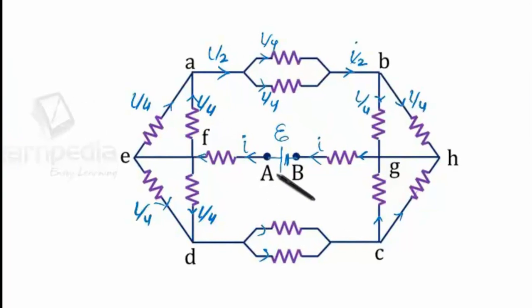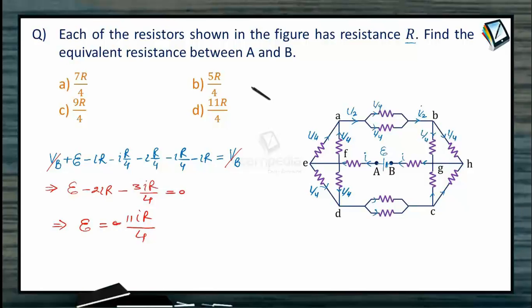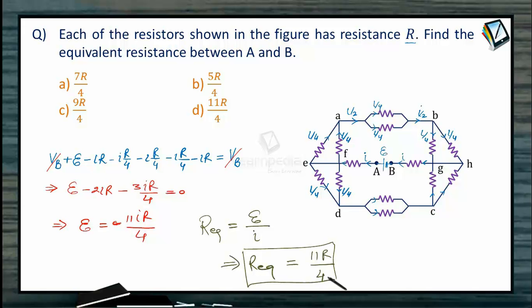We can see that between points A and B we have attached a battery of EMF E and total current I is drawn from this battery. So what should be the equivalent resistance? We know that R equivalent is equal to total EMF divided by total current drawn from the circuit, that means E by I. So the equivalent resistance between points A and B in this case becomes E by I, which is 11R by 4. So this is the equivalent resistance. That means option D will be the correct option to this question.